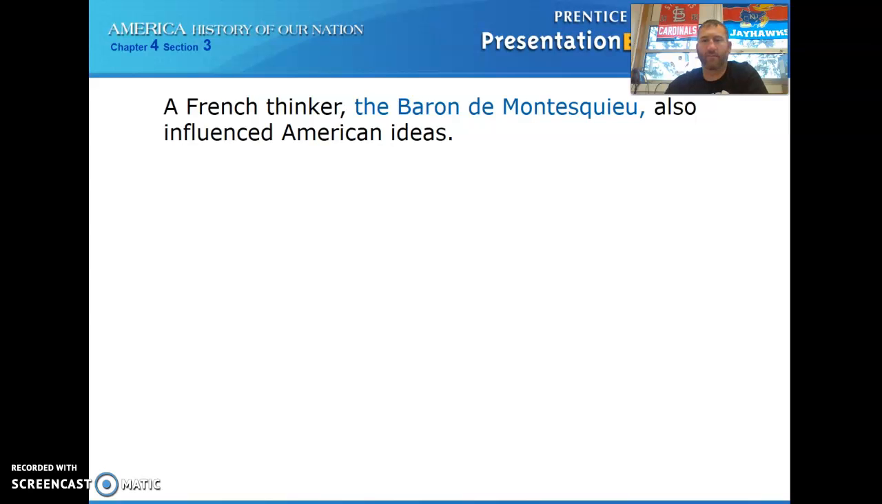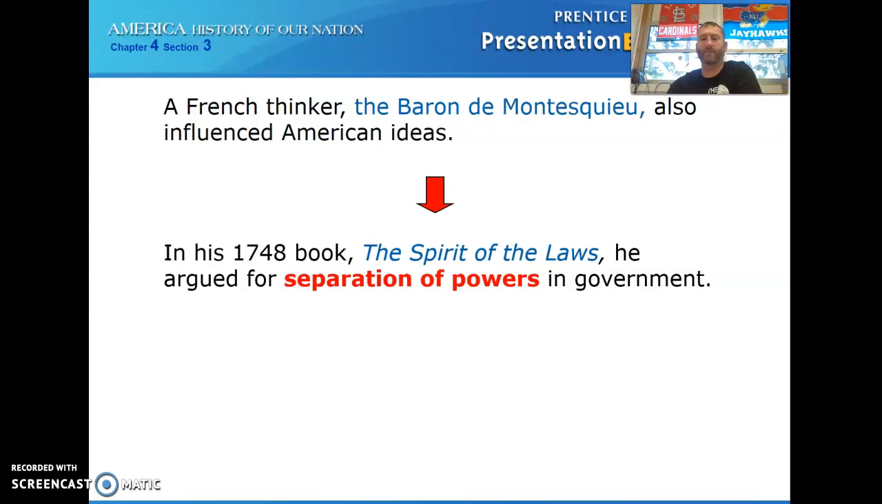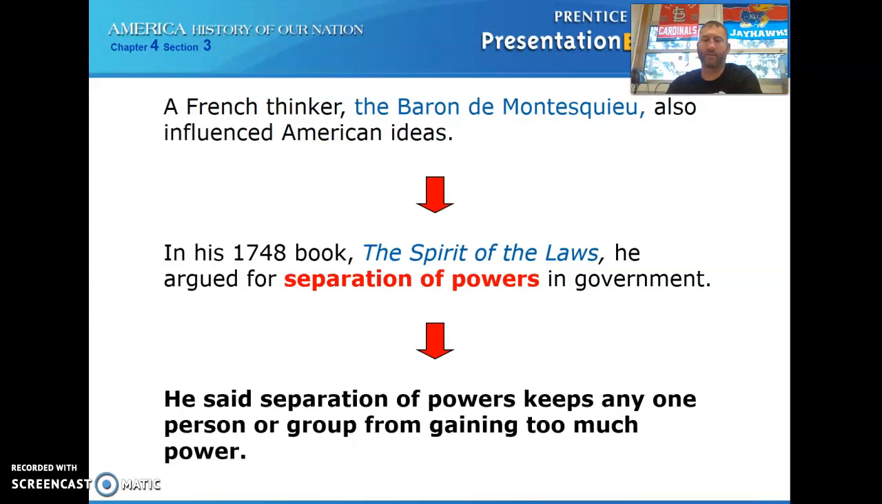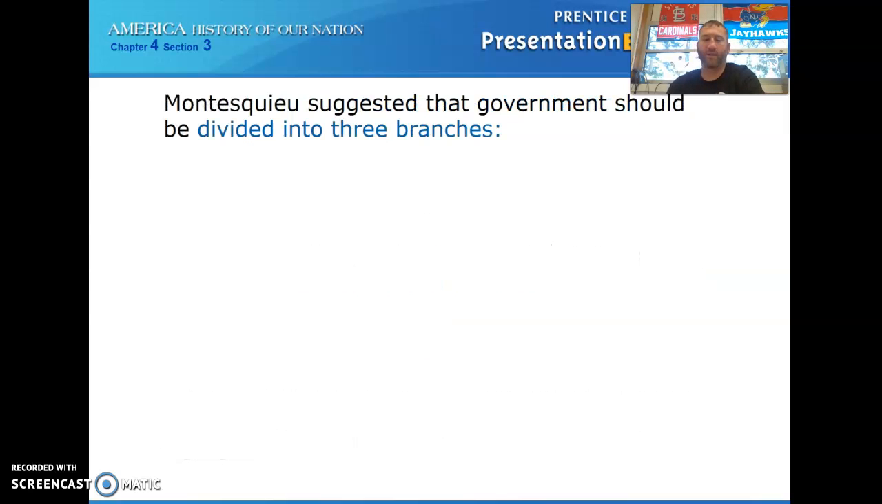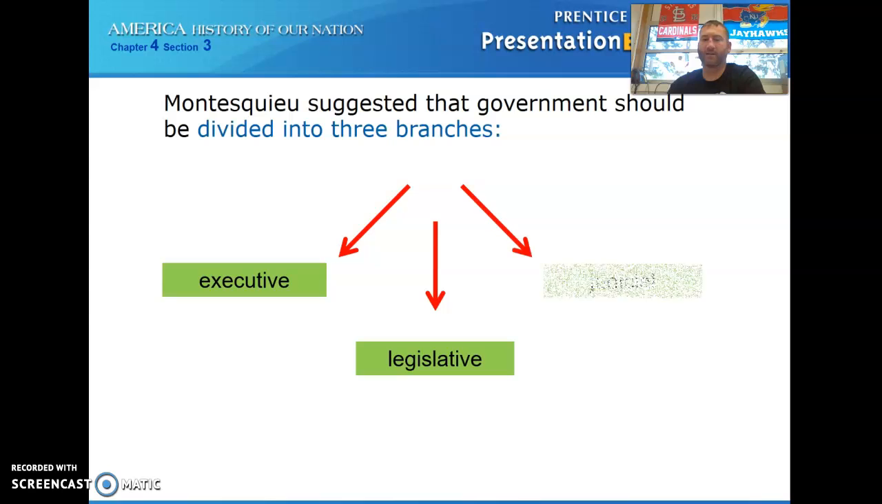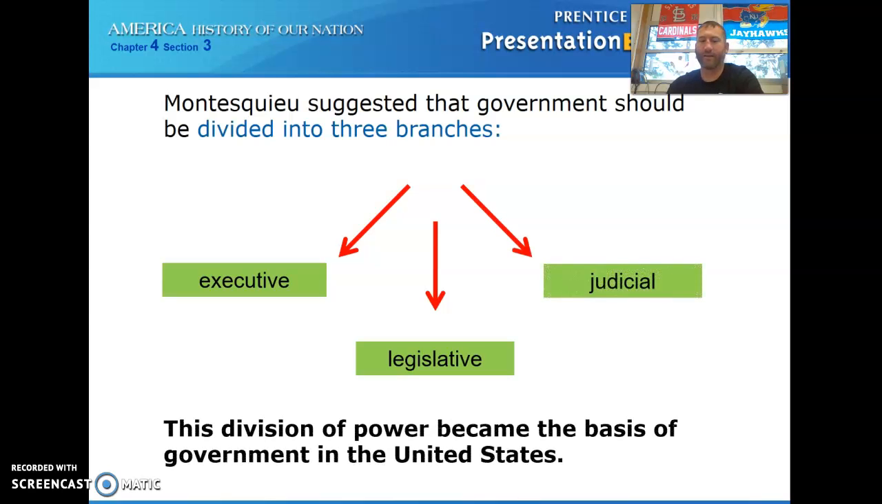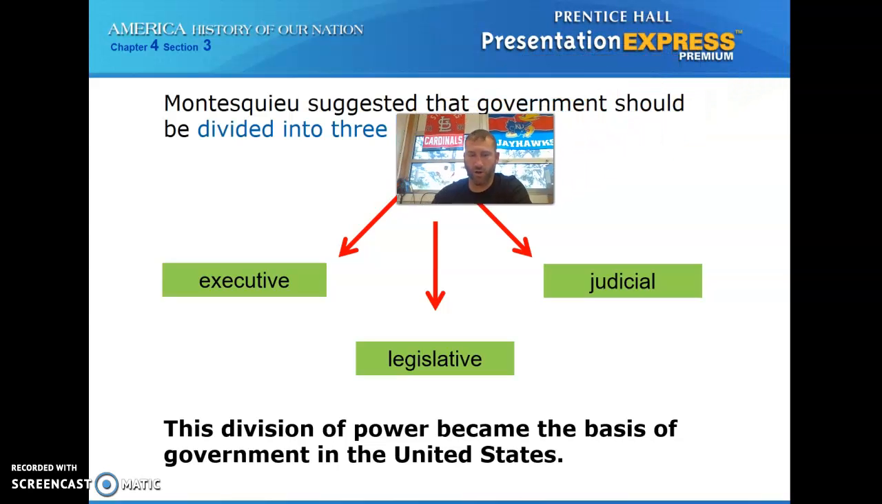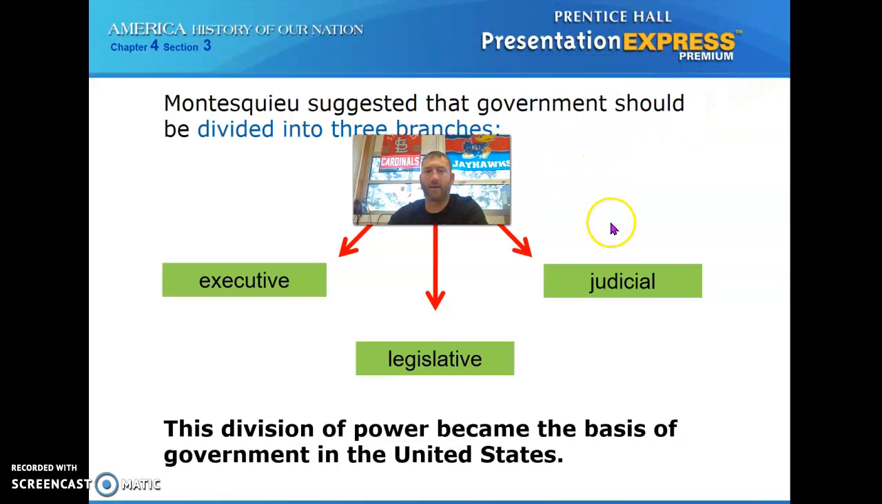A French thinker, Baron de Montesquieu, also influenced American ideas. In his book, The Spirit of the Laws, he argued for separation of powers in government. He said the separation of power keeps one person or group from gaining too much power. He suggested that it should be divided into three branches: the executive, legislative, and judicial. The division of power became the basis of government in the United States. That should sound pretty familiar, right?